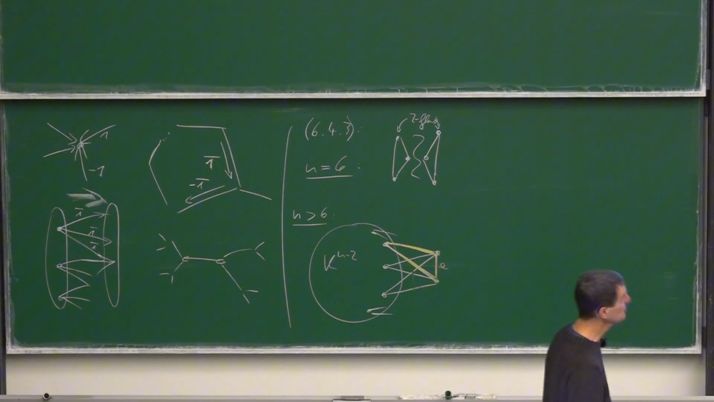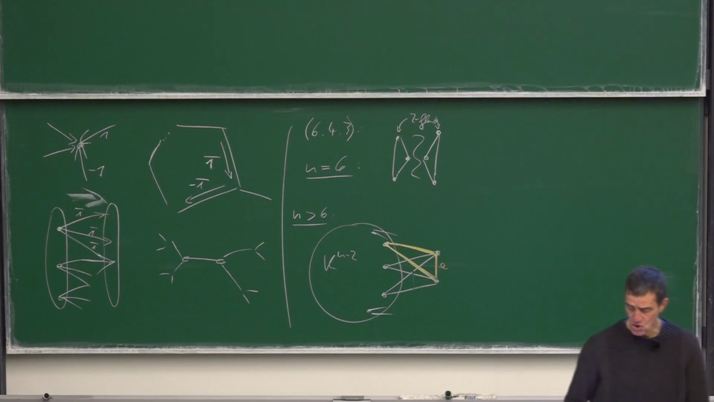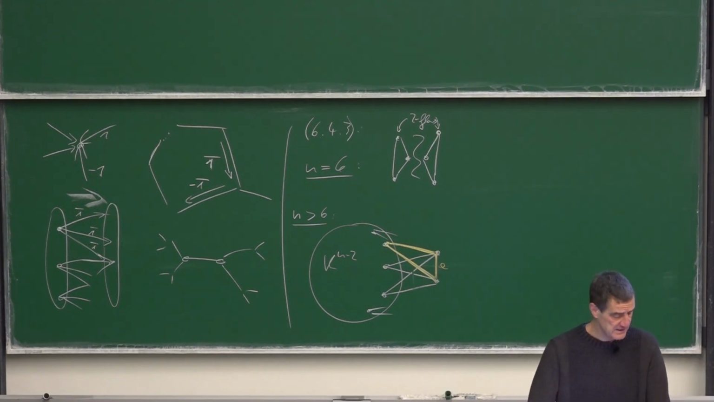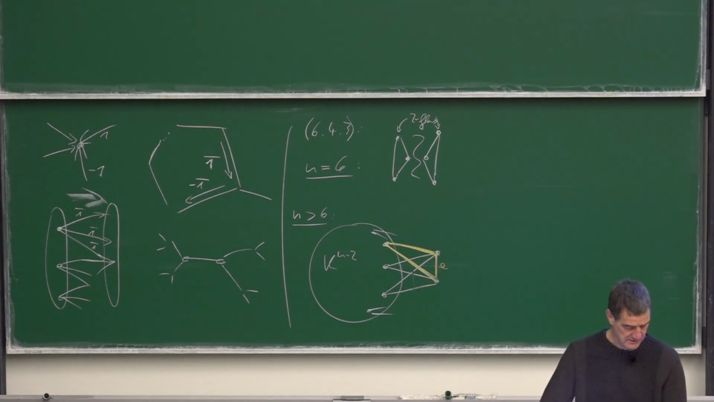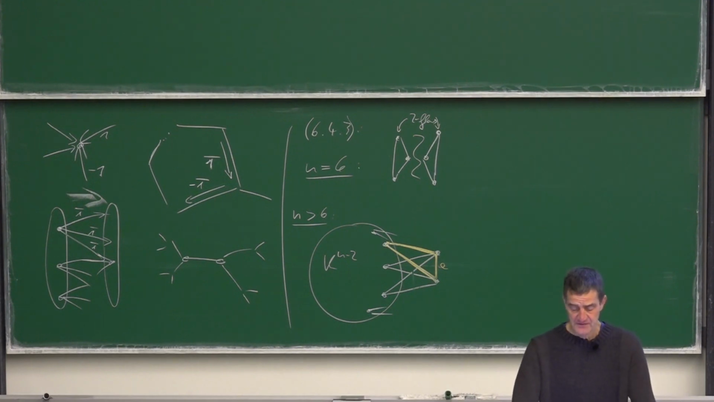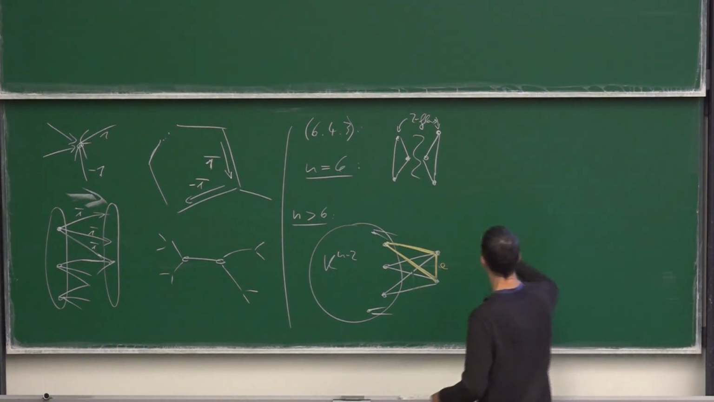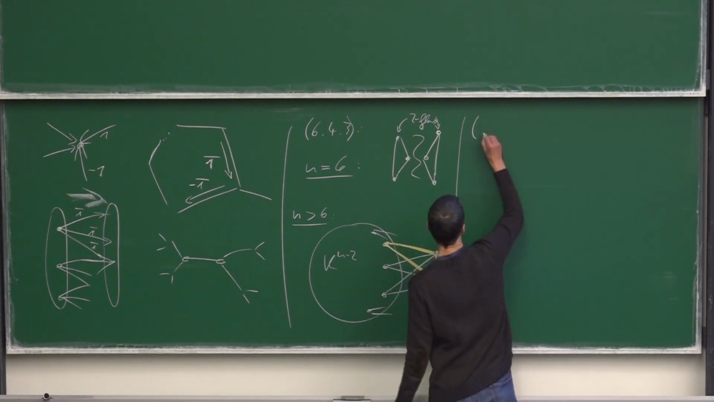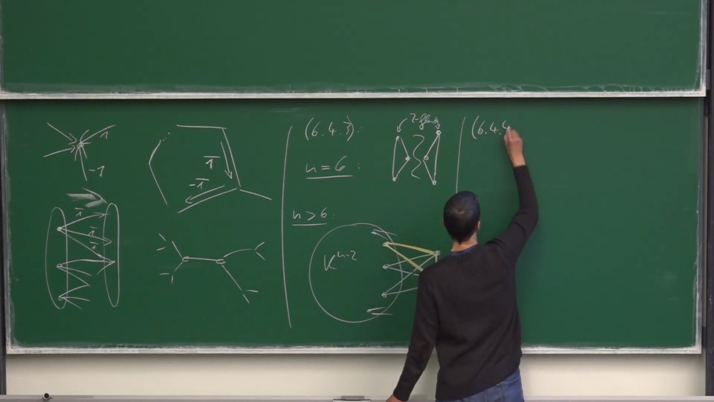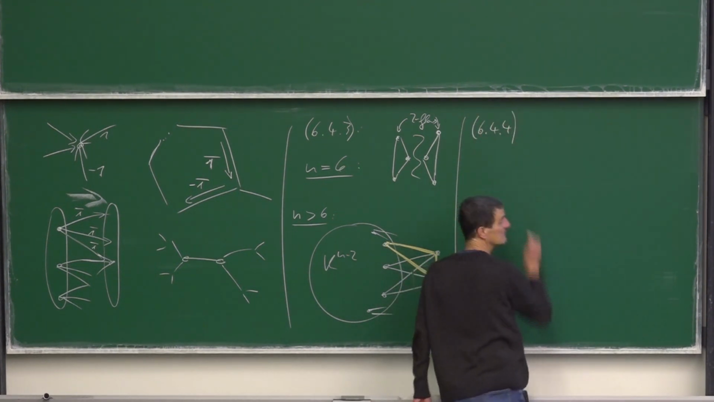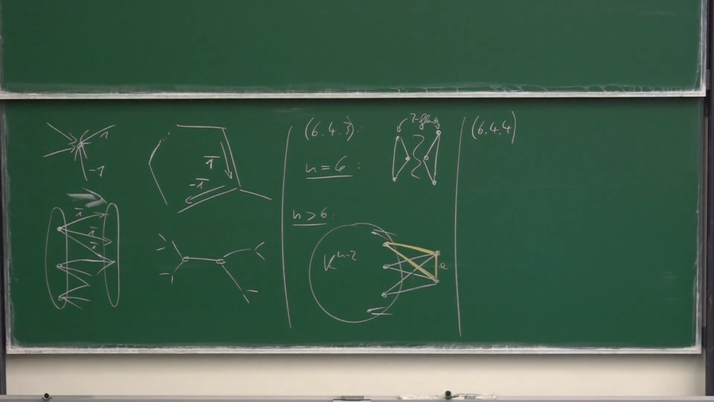So now we get back to k equals 4. And here's a lovely little result that says that 4-edge-connected graphs have 4-flows. So that's 6, 4, 4. Actually, I should use the light. Okay.